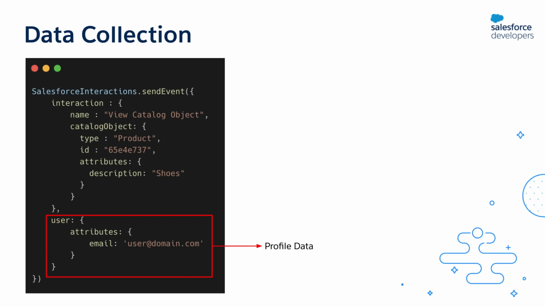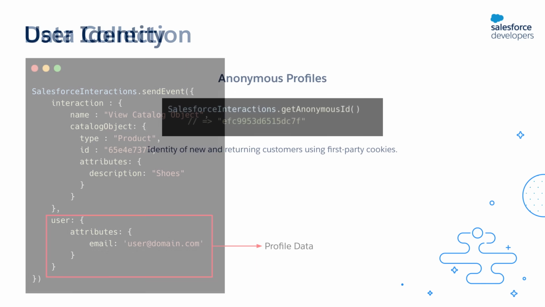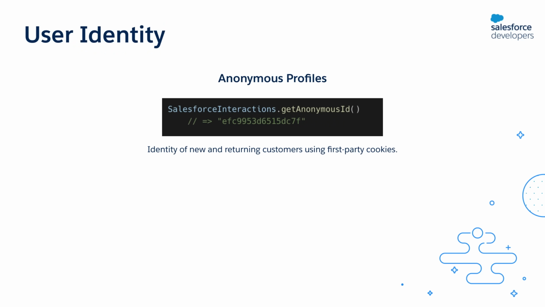Profile data is the data about a person who's using this website. This person can either be an anonymous person or a named person. This brings us to the second feature of the SDK, which is identity and cookie management. An anonymous person is a new person visiting your website, and the SDK randomly generates an anonymous ID for that person, which is then stored in a first-party cookie. If the same person comes back, the anonymous ID already stored in the cookie is used.